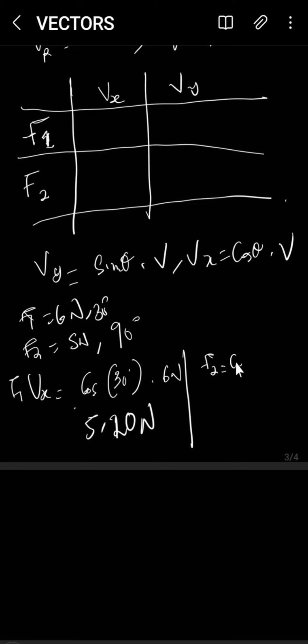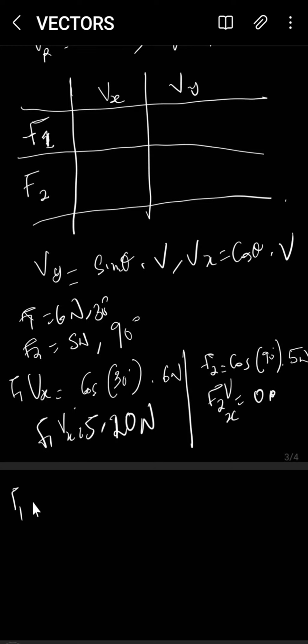For F2 cos, you don't really do this in your exam, right? You should know the rules by now. For F2 cos, the degree there is what? 90 degrees. Our magnitude is 5 newtons. All right, so cos 90 is 0. Times 5 is still 0. So F2 is 0 newtons. Doesn't really matter. This is your Vx for F1.